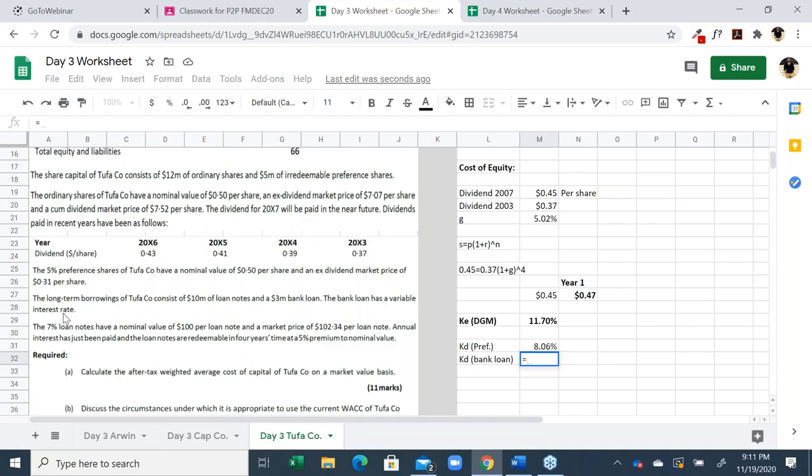So what should we do? They haven't given us the interest rate. The bank loan interest rate hasn't been given to us. So what should we be doing in that case? Should we ignore the bank loan, or should we assume this bank loan to have the same interest rate as the loan notes?